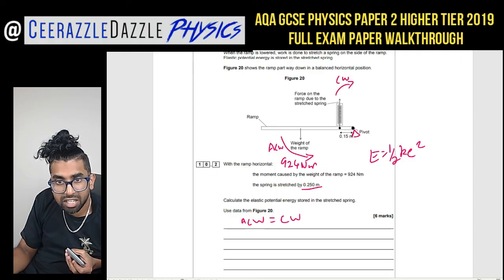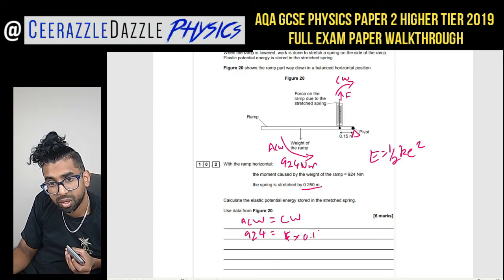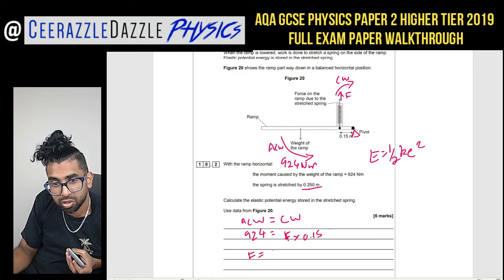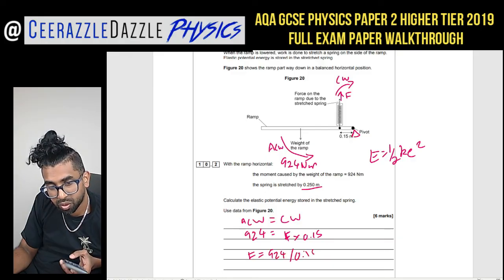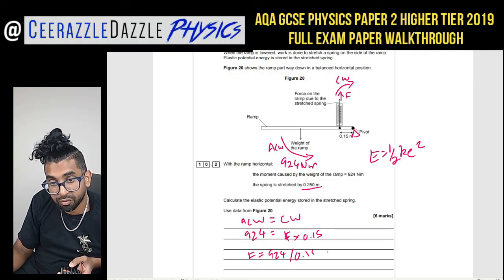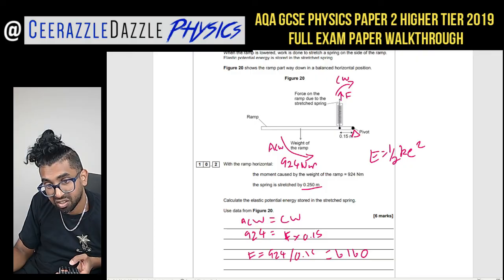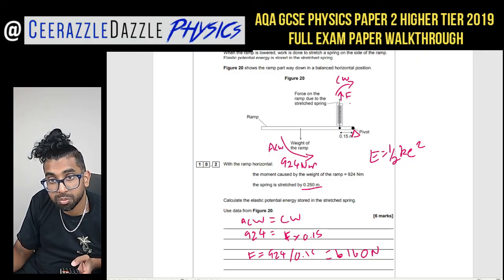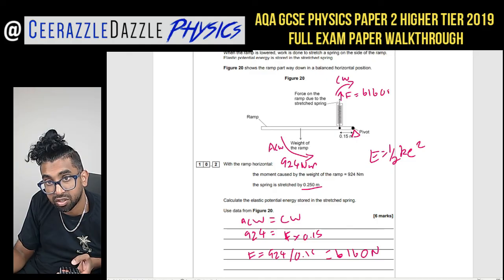Okay, so the anti-clockwise moment, they've given it to us, 924 Newton meters. The clockwise moment is going to be the force times the perpendicular distance to the pivot point. So the force, we don't know what that force is, so we'll just put this over here as F. The perpendicular distance is 0.15. Now, therefore, F is equal to 924 divided by 0.15. The answer of the force is going to be 6160 newtons. So now we know the force pulling upwards is going to be 6160 newtons.